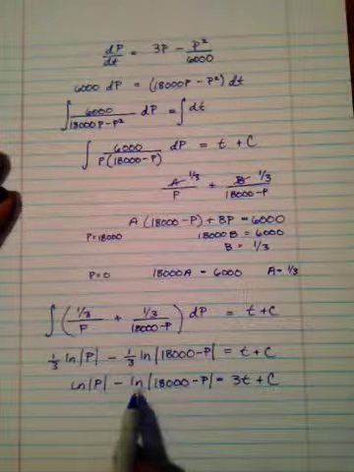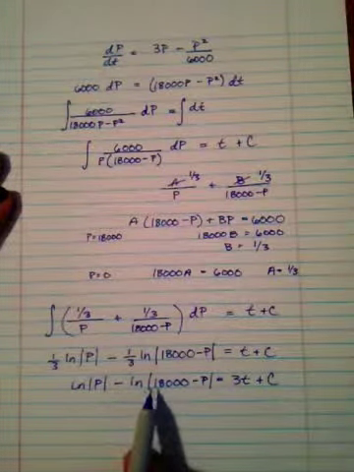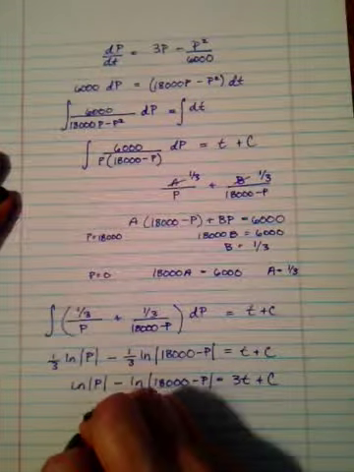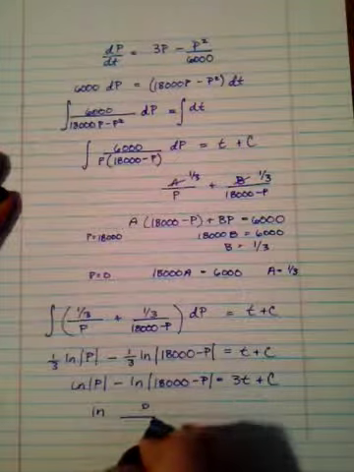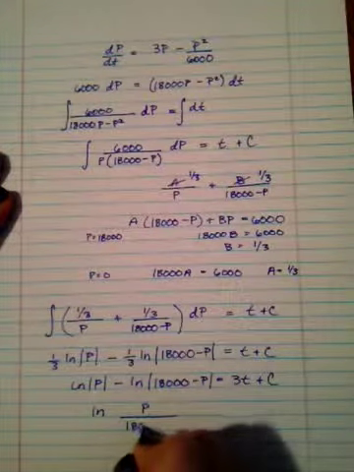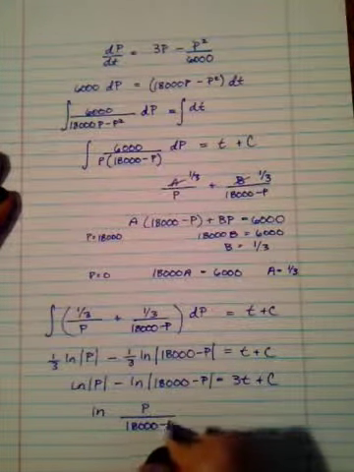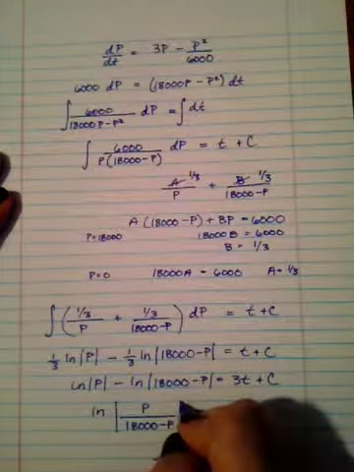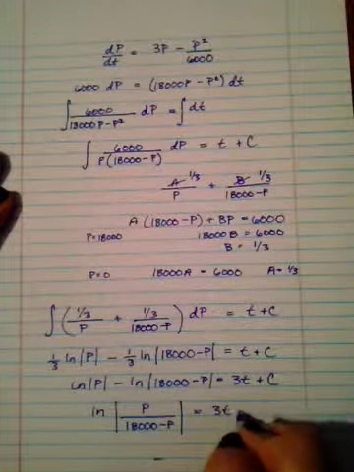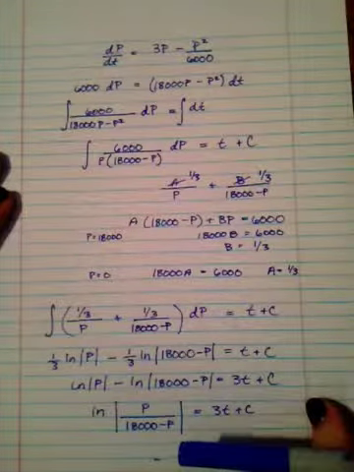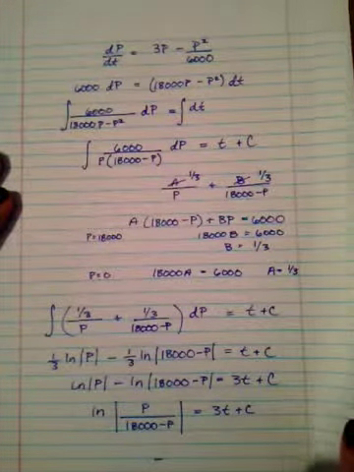Properties of logs, I have subtraction right here. I know subtraction goes with division. So this is the natural log of p over 18,000 minus p equals 3t plus c. And I'm narrowing in on it.